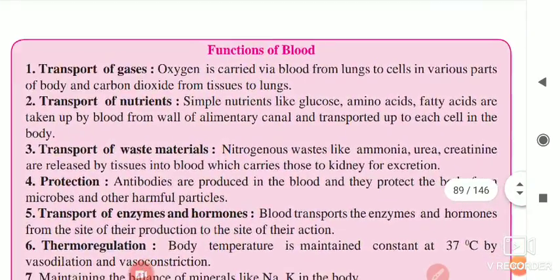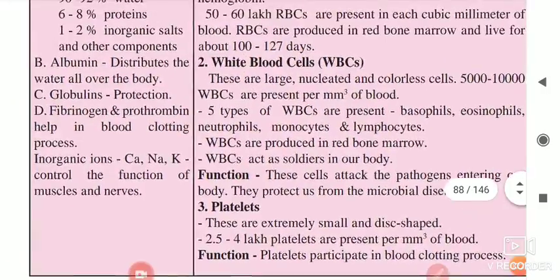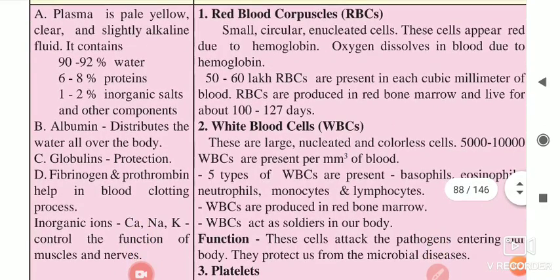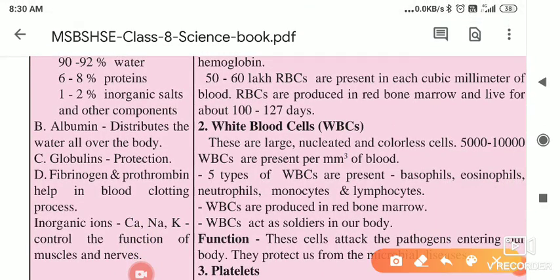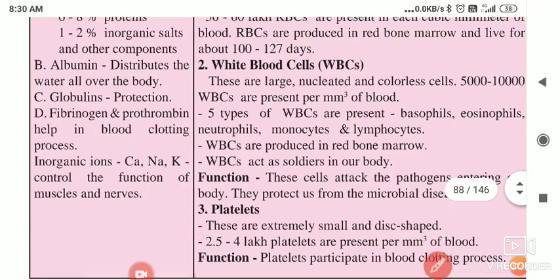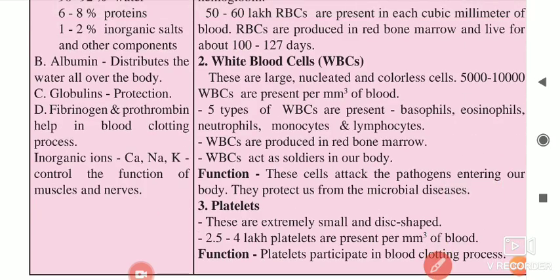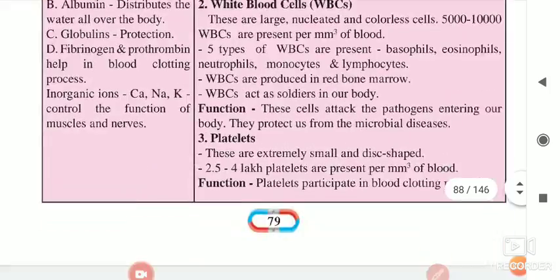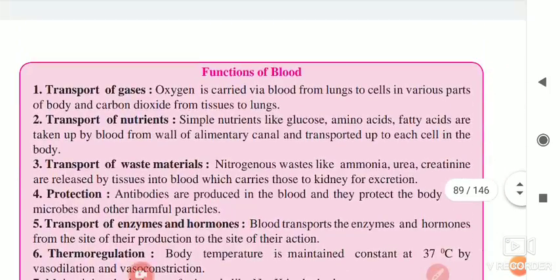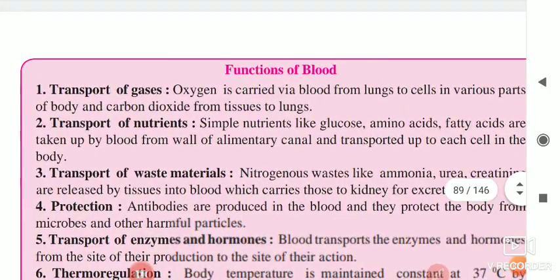As we know, blood is a fluid substance. WBCs are there, RBCs are present. From this we understand that blood carries oxygen because RBCs are present in the blood. WBCs work as soldiers, and platelets are also present. From that we get the idea of what the functions of blood will be.